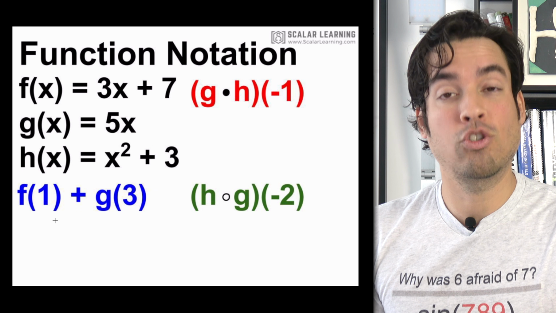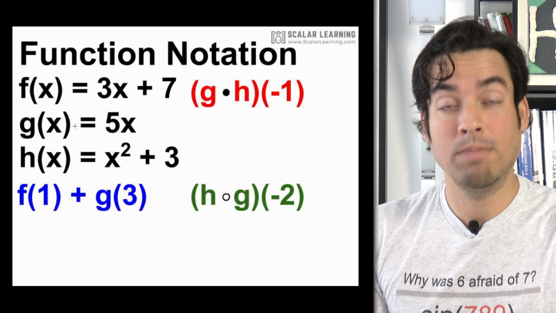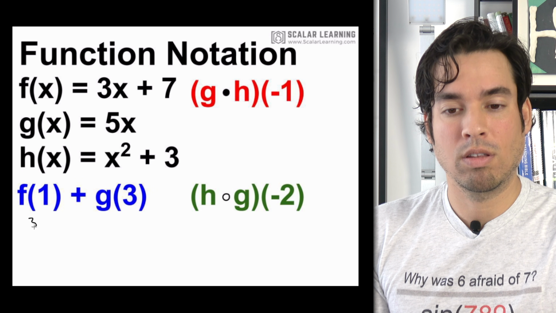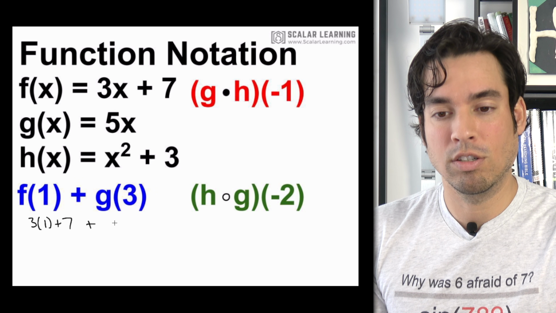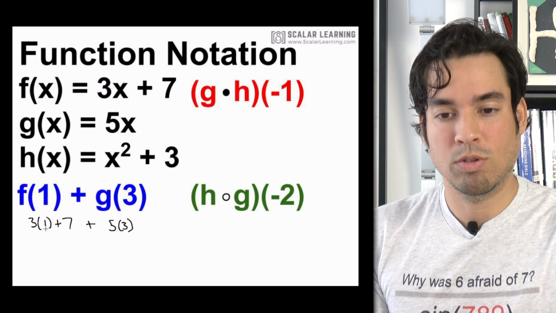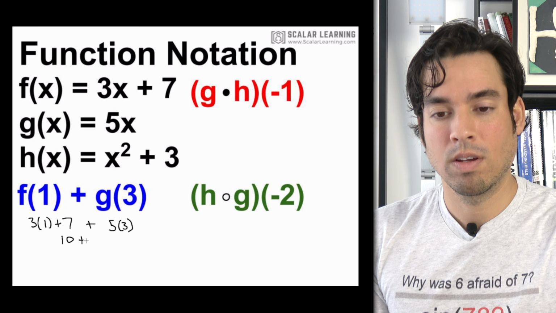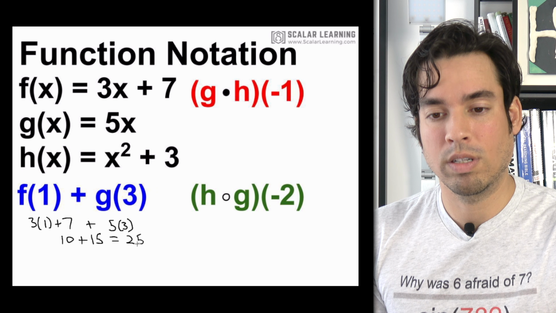The first one is pretty straightforward. We're simply plugging in 1 for f of x and 3 for g and adding them together. So it'd be 3 times 1 plus 7, that's my f of x, plus g of 3, which is 5 times 3. This becomes 3 plus 7 is 10, plus 15 gives me a nice 25.